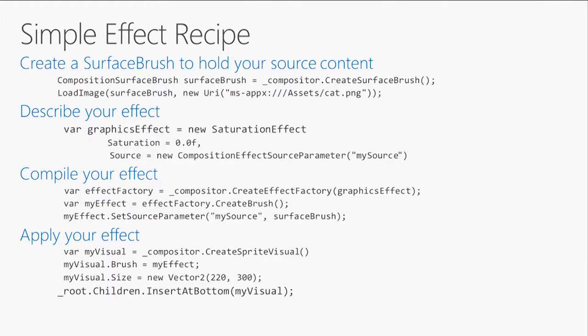So, a really simple effect recipe, with some key understandings you have to grok before you dive in, because effects will follow this pattern over and over again. You'll want to create a surface brush. The surface brush is used to hold your source content. So here I am loading a cat image into the surface brush I have created. I describe my effects. Here I am calling that graphics effect from Win2D, in this case a saturation effect, and I'm sucking all the color out of that, setting saturation to 0. I then compile my effect, create that brush, and apply it to the visual in the tree.